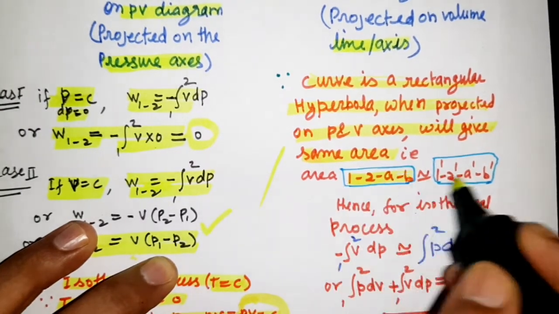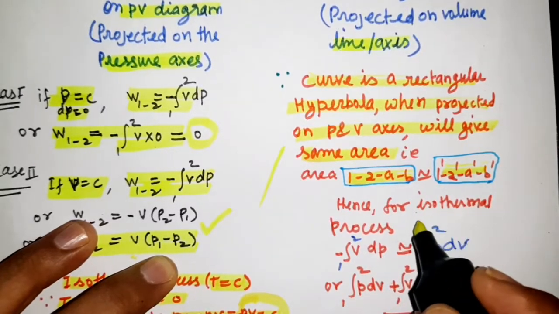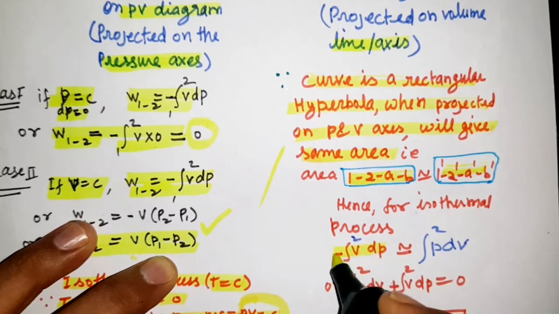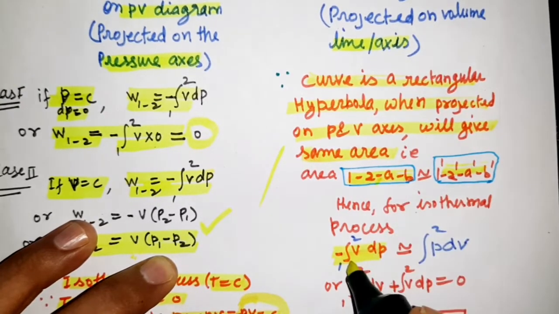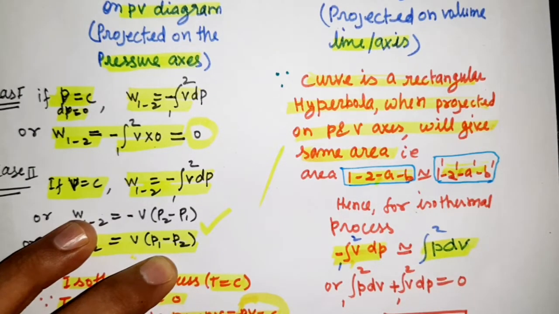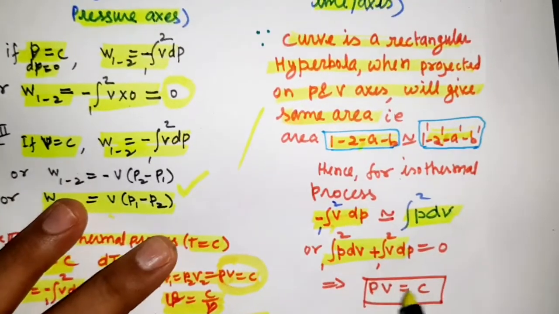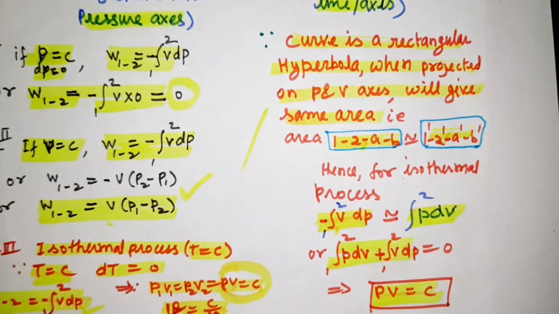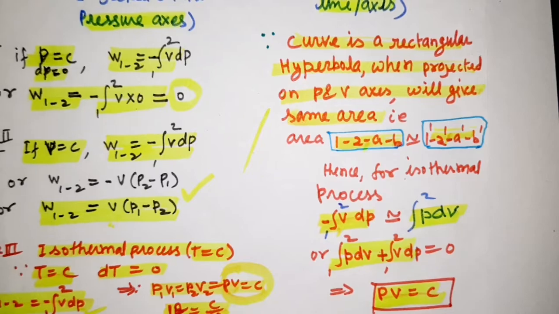This and this. Hence for an isothermal process we can say minus VdP, because this area is equal to minus VdP and this area is equal to PdV. Then we can say this plus this is equal to 0, or we can say PV is equal to constant. So this is the condition for the isothermal process.